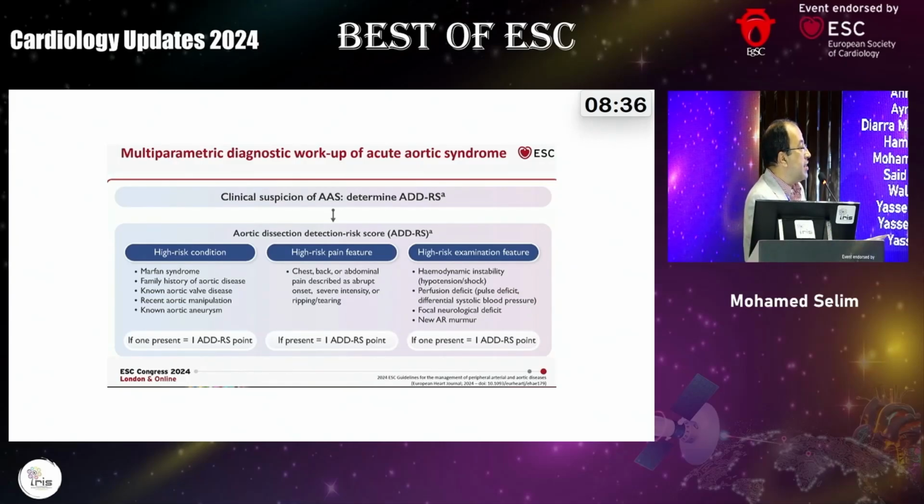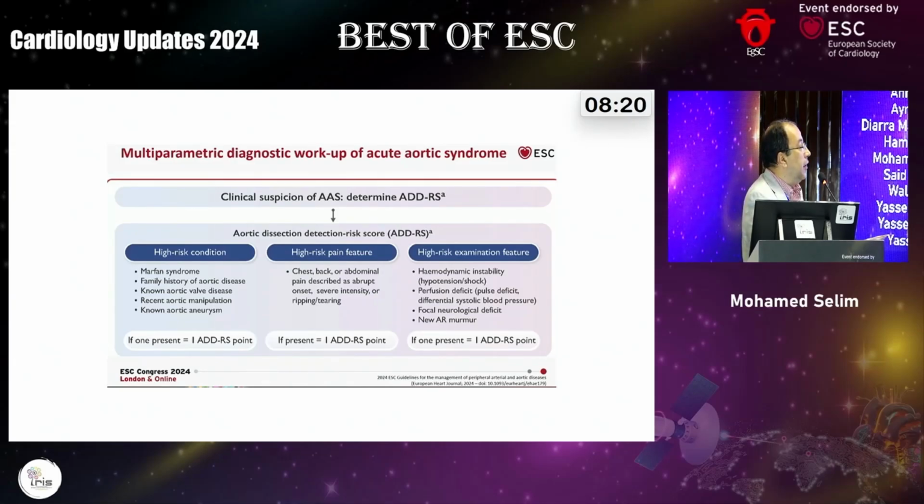And the second is high-risk pain features. The pain is typical of acute aortic syndrome, like central chest pain referring to the back, coming abrupt from the start. It may be ripping, tearing, excruciating, and so on.